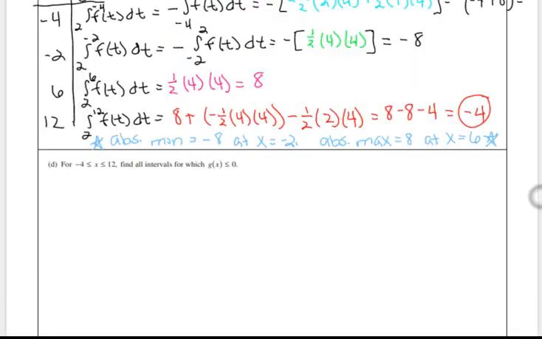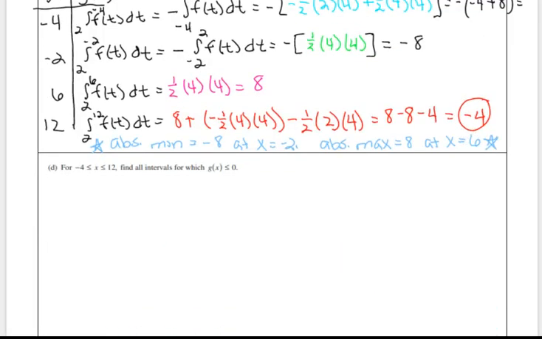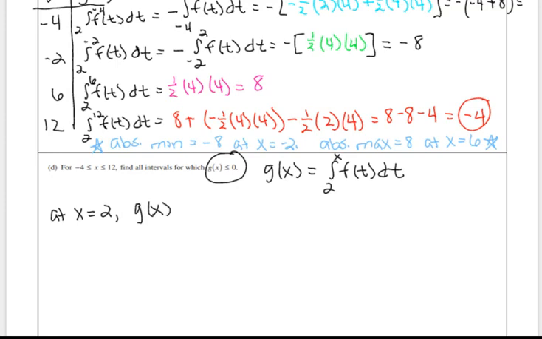Okay, part D here is a little confusing. So part D asks you for all of the intervals for which g is less than 0. And we know that g is this accumulation function, right? G of x is equal to the integral from 2 to x of f of t dt. So in order to figure out where that's less than 0, we're going to have to analyze what's going on here a little bit. Well, hopefully you can recognize that at x equals 2, g of x is going to be equal to 0. All right, if we go the integral from 2 to 2, that's going to give us an area of 0, which means if we were to plug in anything that's to the left of 2, we would have a negative value for g of x.